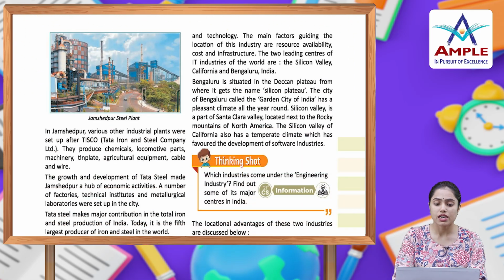In Jamshedpur, various other industrial plants were set up after TISCO, Tata Iron and Steel Company Ltd. They produce chemicals, locomotive parts, machinery, tin plate, agricultural equipment, cable and wire. The growth and development of Tata Steel made Jamshedpur a hub of economic activities. A number of factories, technical institutes and metallurgical laboratories were set up in the city. Tata Steel makes a major contribution in the total iron and steel production of India. Today, it is the 5th largest producer of iron and steel in the world.